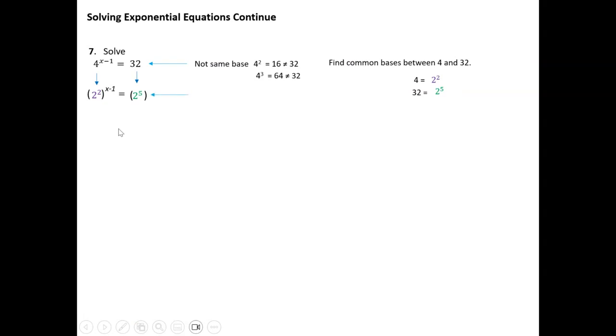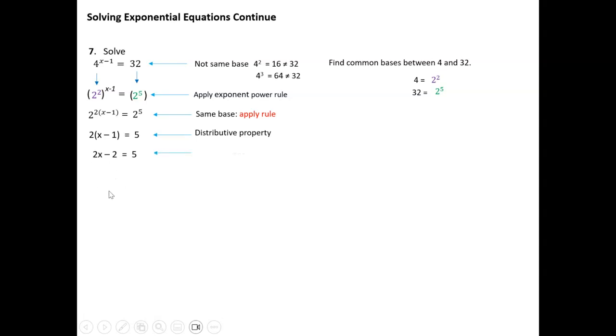Now on the left side, we're going to apply the exponential power rule, right? Which will give us 2 to the 2 parentheses x minus 1 equals 2 to the 5th power. Now they have the same base, which means now we can apply the rule. Now on the left side, we're going to distribute. So that'll give us 2x minus 2 equals 5. We add 2 to both sides. So 2x equals 7. Now we divide by 2. So x equals 7 over 2.